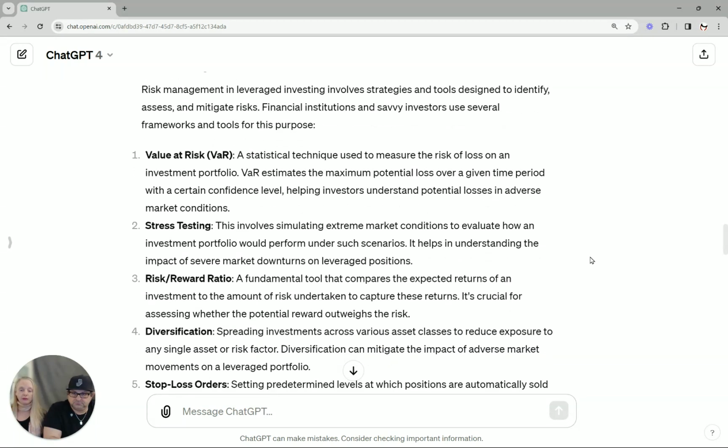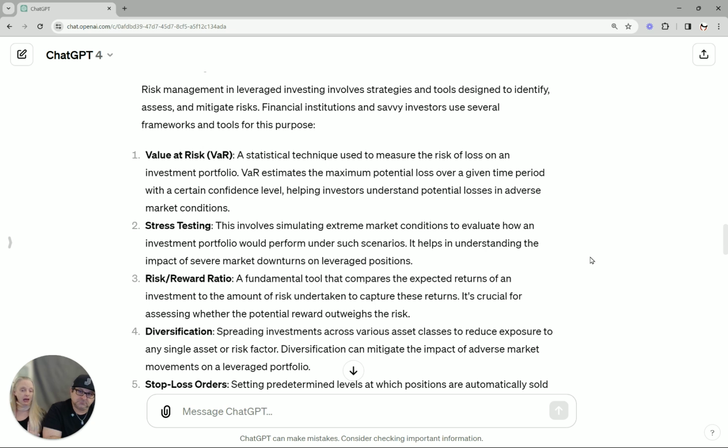So the value at risk, or VAR, is a statistical technique to measure the risk on an investment portfolio. It estimates the maximum potential loss over a given time period with a certain confidence level, helping the investor understand potential losses in adverse market conditions. Could this be stocks? Could this be real estate? Could this be commercial property? What is the risk?